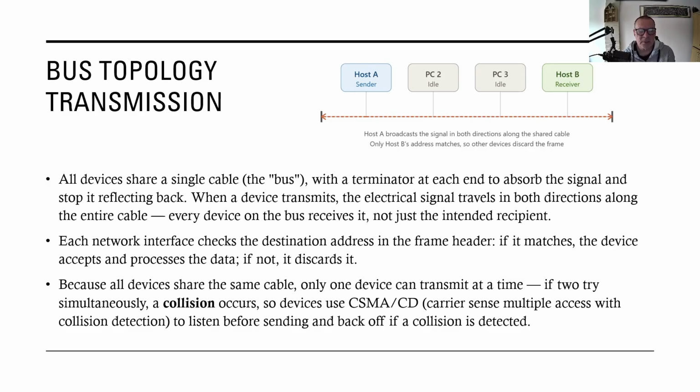They get to the terminators, which stop the signal from reflecting back, so it terminates, it ends the packet at the end. Signals go in both directions along the cable, and every device gets to see it, as we've seen before. So each one of these devices has a network interface card that will check the packets that come past it and check whether or not it's intended for them. It does that by looking within the packet itself at the frame header and seeing whether or not the address matches it.